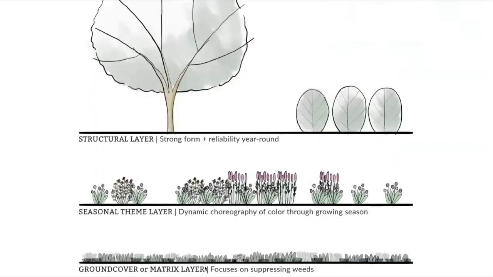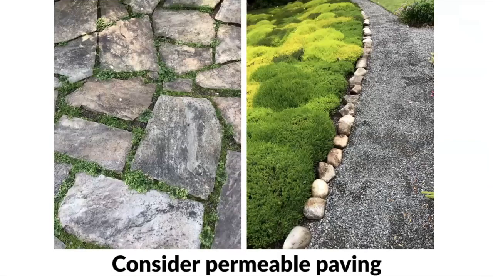And then again, that ground cover layer is this bottom one, this mulch, this green mulch, they call it. Consider permeable paving. It's not perfect, and not all paving is going to be perfectly permeable unless you use permeable pavers, which is a whole other topic.